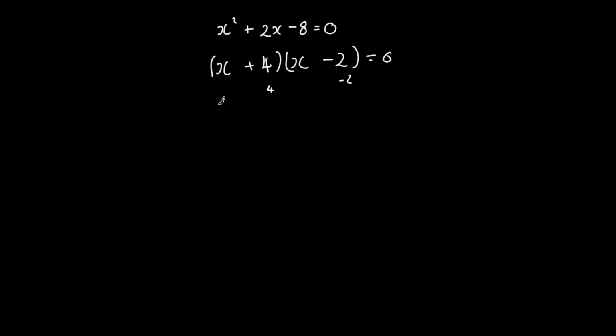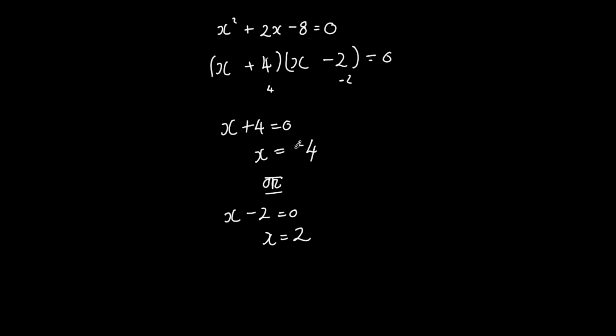Now I need to set each factor equal to 0. So I can say x plus 4 equals 0, and therefore x, bringing this +4 over to the other side, will give me -4. Or x minus 2 equals 0, and therefore bringing the -2 over to the other side will give me +2.